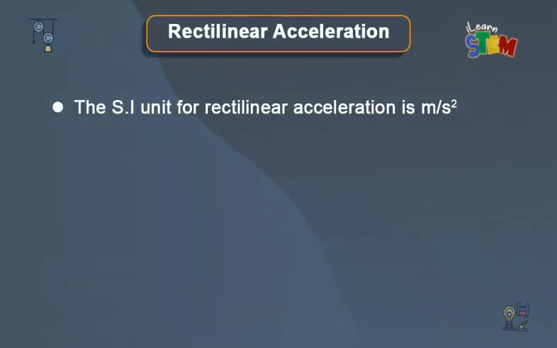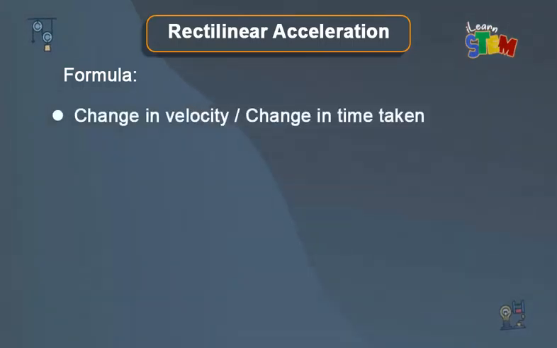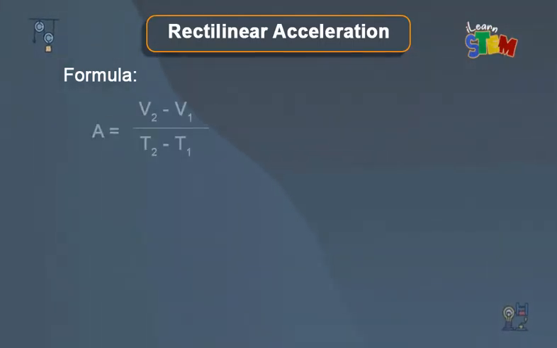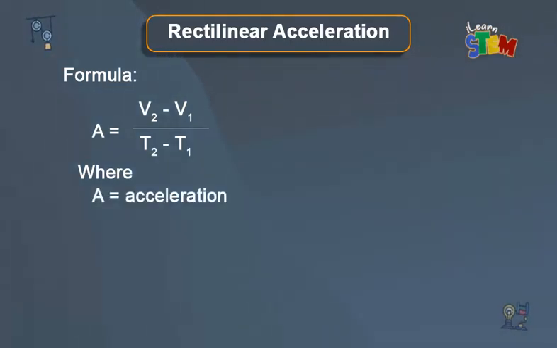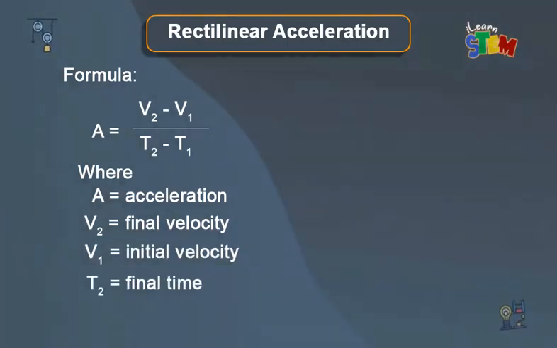The SI unit for rectilinear acceleration is meter per second square, while its formula is change in velocity divided by change in time taken, which is denoted as A equals V2 minus V1 divided by T2 minus T1, where A is acceleration, V2 is final velocity, V1 is initial velocity, T2 is final time, T1 is initial time.